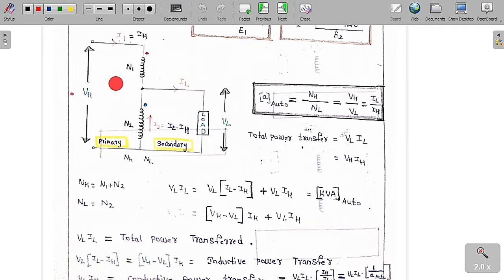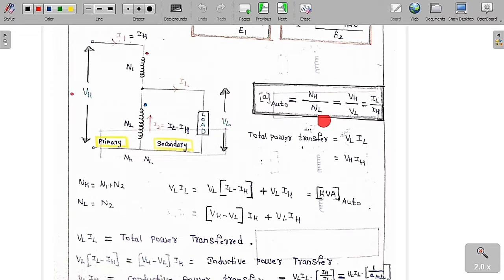So this is the primary side and this is the secondary side of the auto transformer. So NH is equal to N1 plus N2 and NL is equal to N2. Now, what is the auto transformer ratio? The auto transformer turns ratio is the ratio of NH by NL, which is the number of turns of the high voltage winding by the number of turns of the low voltage winding.